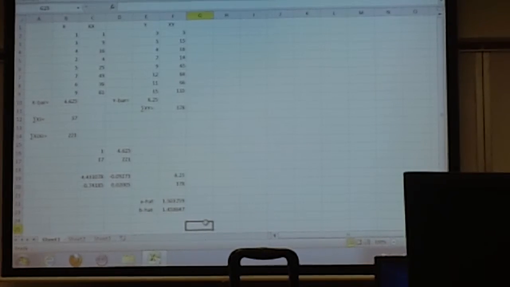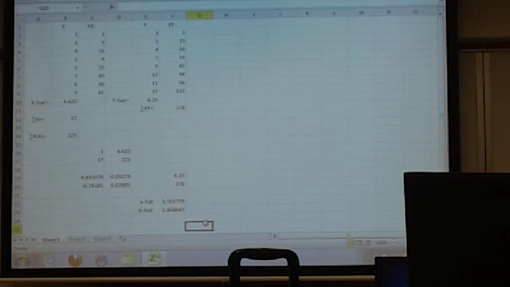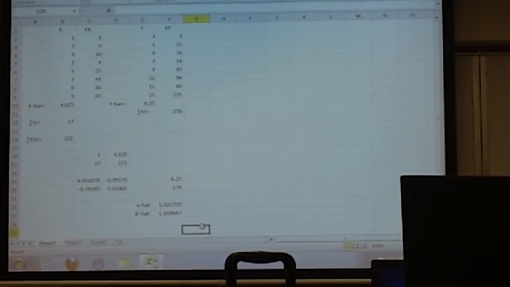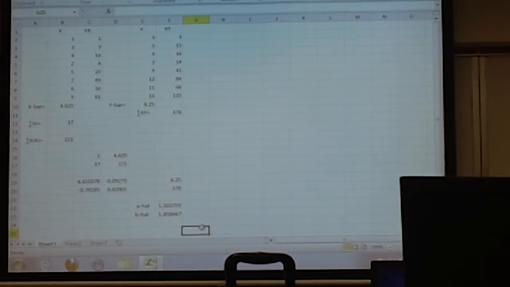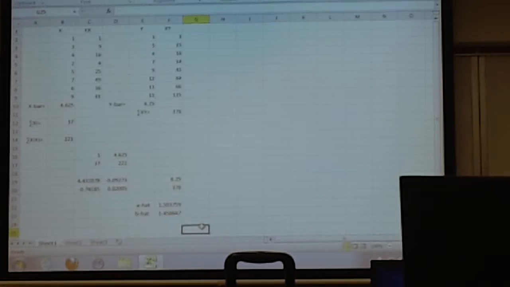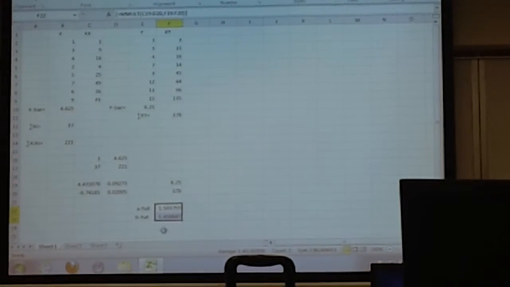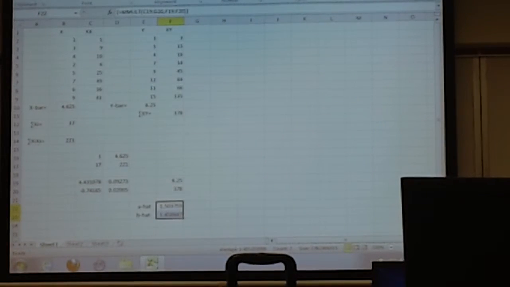A hat is 1.503759, and B hat is 1.458. Can you hover over the A hat cell? Because I missed one part. Can you just show what the equation was in the A hat? Just select the cell. Yeah, select the cell. And multiply this matrix by the vector. Oh, okay, thank you. And we get them both at once.